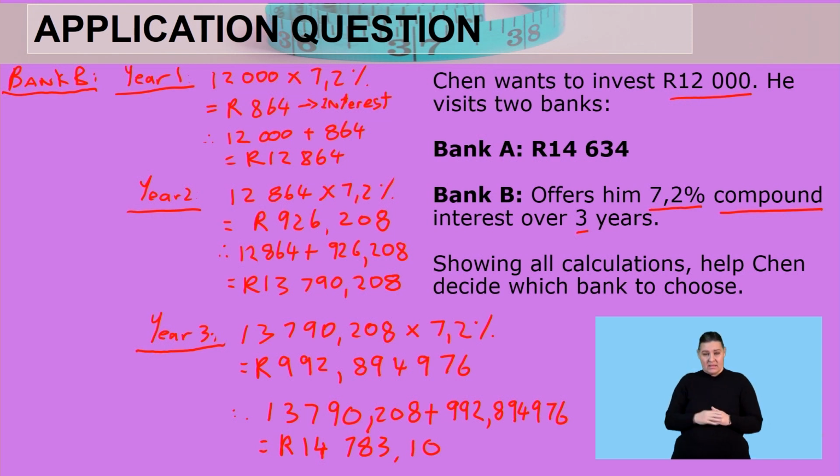So to analyze, Bank A, 14,634 Rand. Bank B, 14,783 Rand 10. Therefore, Bank B should be the better option. Nice work. Let's move along.